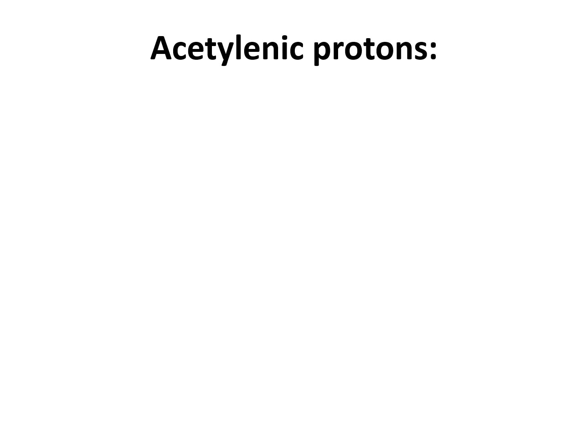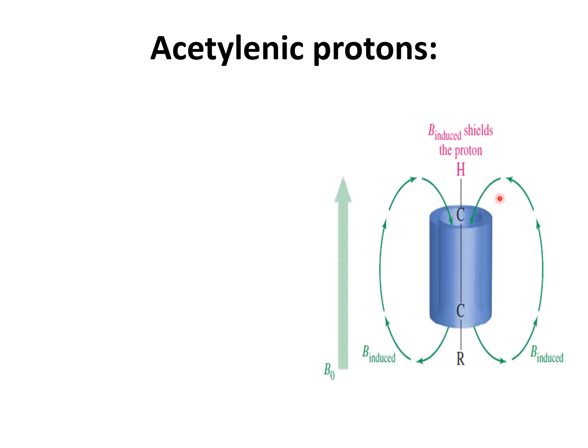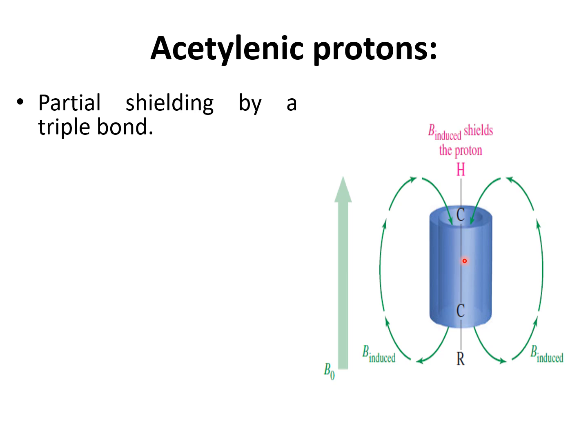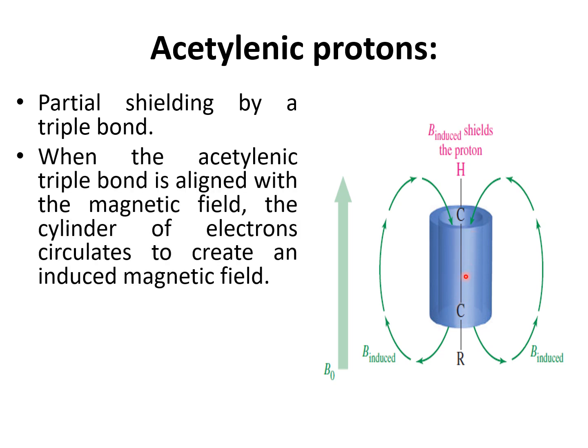Let's see acetylenic proton. So in case of acetylenic proton, we can consider acetylene as a cylindrical shape. It is linear structure. So we have carbon-carbon triple bond. So over here, it is partially shielded by a triple bond. Instead of de-shielding, there is shielding over here. So when the acetylenic triple bond is aligned with the magnetic field, then the cylinder of the electrons circulate to create the induced magnetic field. So over here, this is the proton which we are talking about. So here they are opposing.